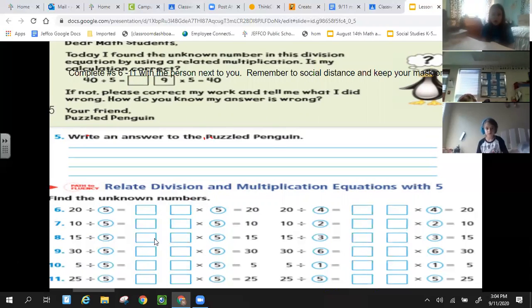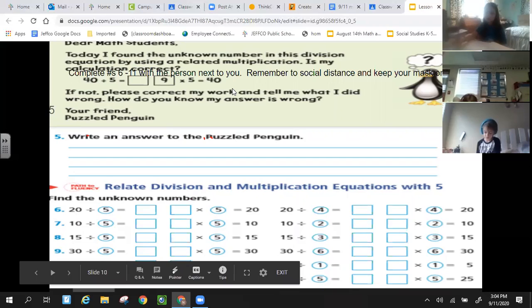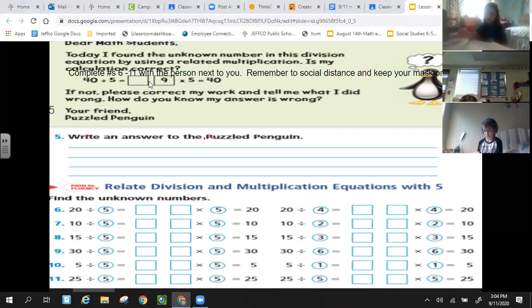Today I found the unknown number in this division equation by using a related multiplication because we know they're inverse operations. Is my calculation correct? 40 divided by 5 equals blank. So this is what Puzzle Penguin is doing. He's trying to figure out how to use multiplication to help him with his division. So he says, well, 9 times 5 equals 40. So he's probably thinking then 40 divided by 5 equals 9. Let's see if he's right.